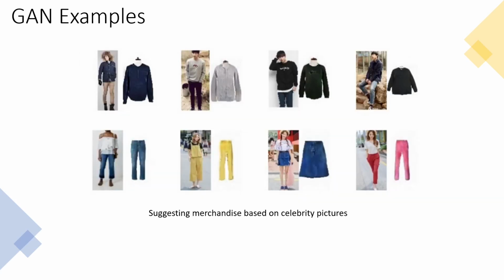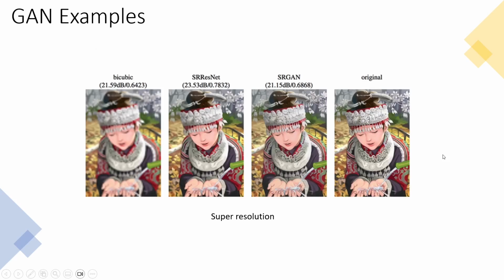So we can basically use GANs for suggesting merchandise based on celebrity pictures. You can basically have your clothes, you can put that cloth on a person by using GANs. That's yet another application of GANs. Or you can basically get the image of a person and then you can get which merchandise is closer to what you see on the image. That's another application of GANs.